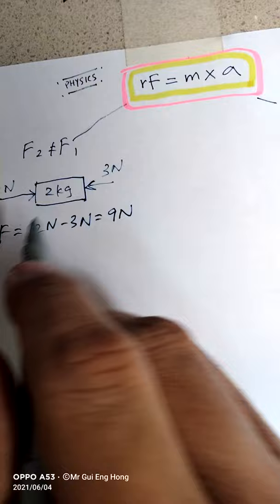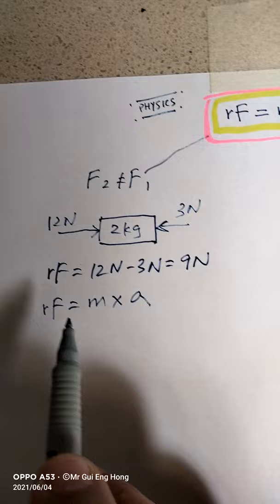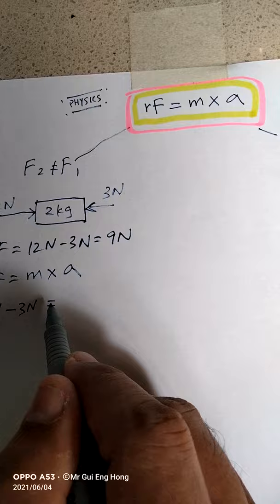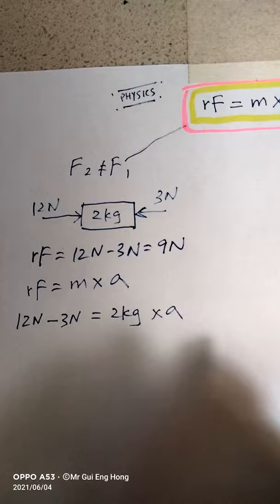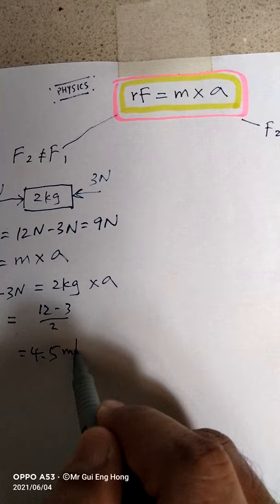Now there is this important equation, resultant force equals to mass times acceleration, right? This is a very important equation in N and O level physics. So if we apply this, resultant force equals to mass times acceleration, we substitute the mass inside, we'll find that the box will accelerate to the right with 4.5 meter per second square.